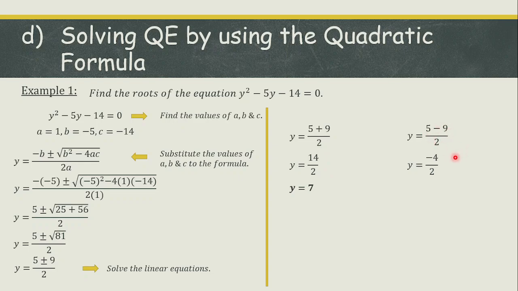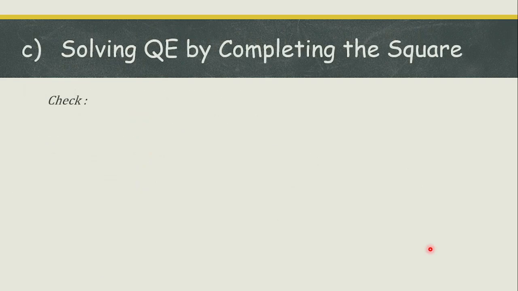So, next one, y equals 5 minus 9 divided by 2. So, 5 minus 9, the answer is negative 4. Negative 4 divided by 2. So, the second root of the equation or y is equals to negative 2. Thus, the roots of the quadratic equation y squared minus 5y minus 14 is equal to 0 are positive 7 and negative 2. So, let's check kung sure ba talaga or accurate ba talaga 100% yung answer na nakuha natin.